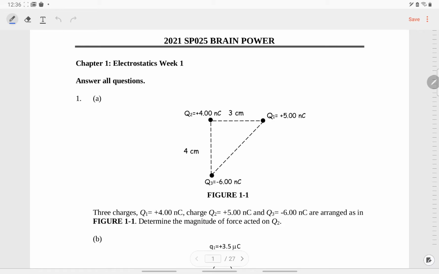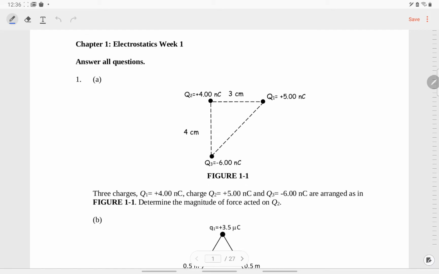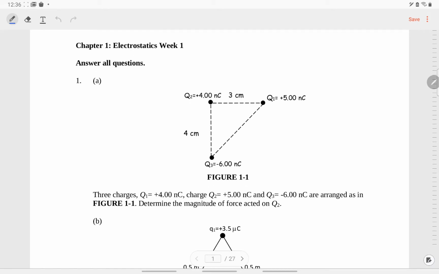Okay, so kita discuss soalan number 1A, for week 1 electrostatic. Okay, so kita tengok. Given 3 charges, Q1 is positive, Q2 is positive and Q3 is negative, are arranged as in figure 1.1. Determine the magnitude of force acted on Q2.